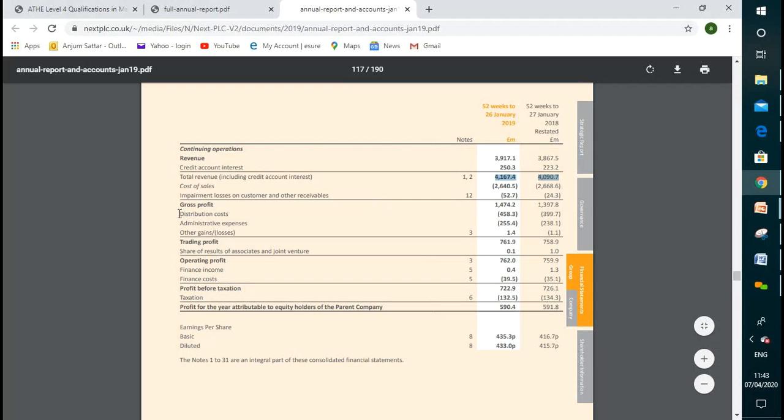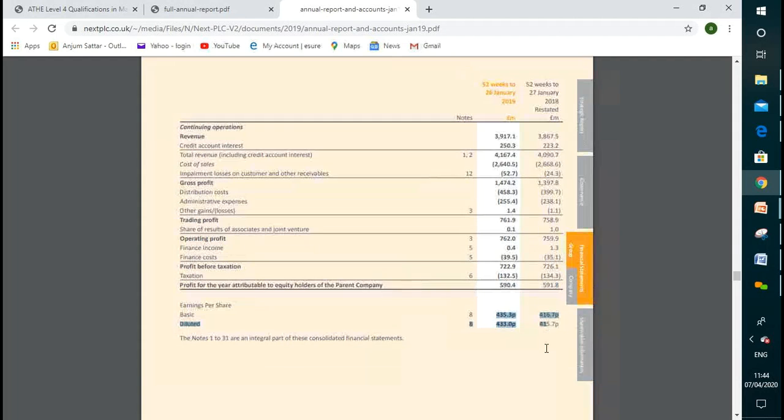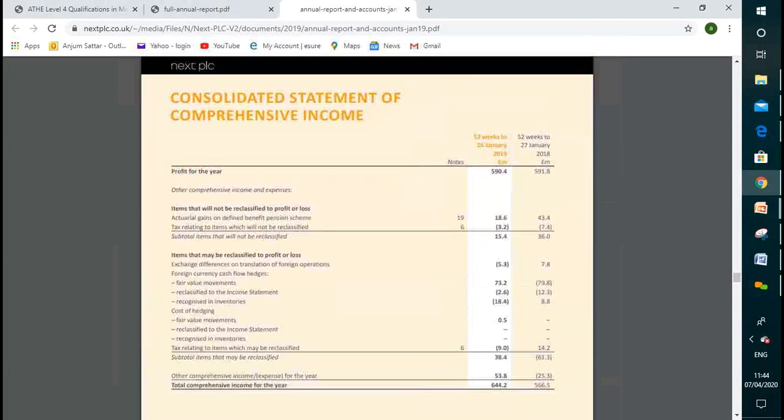And because this was prepared under IAS 1, you will see two major headings, distribution costs and admin costs. Then we have other gains, and then we have a trading profit, and then they show finance costs, other income, tax, how much they paid and what they have. Last year versus this year, it slightly dropped, and it showed how much dividend they paid to the shareholders this year and last year. So please, it's good to look around.